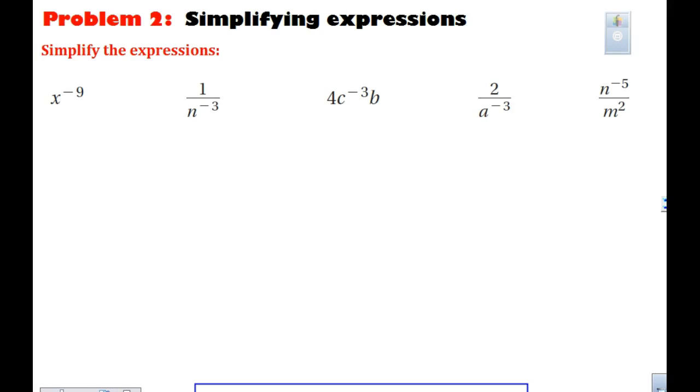As you take a look at this next page, we are going to be simplifying. So as we start off, Nolan, I have x to the negative 9. We're going to put that over 1. Any of these, especially when they have negative exponents, we're going to put them over 1. So as we start looking at this one, Nolan, what do I need to do to simplify x to the negative 9?